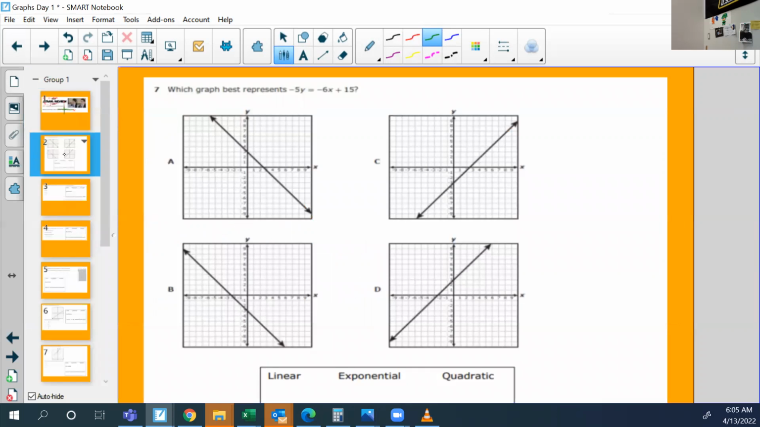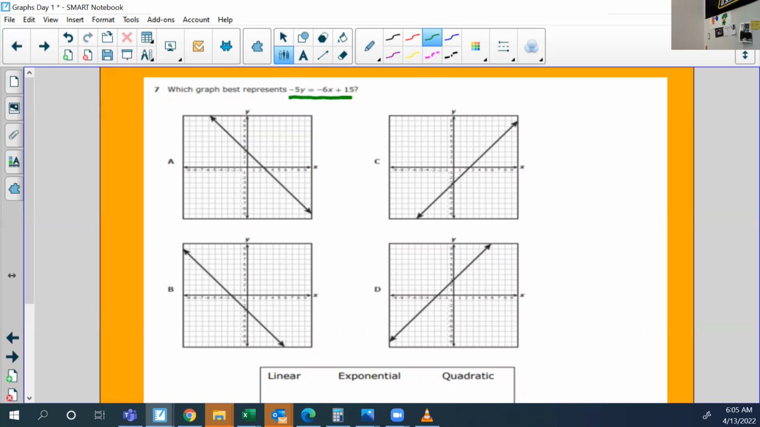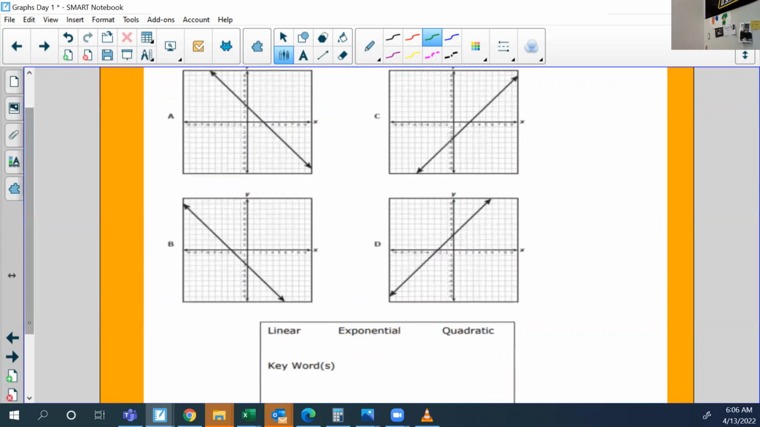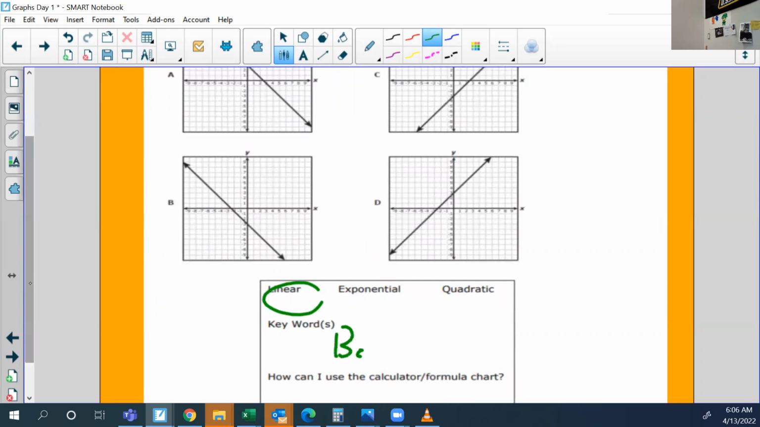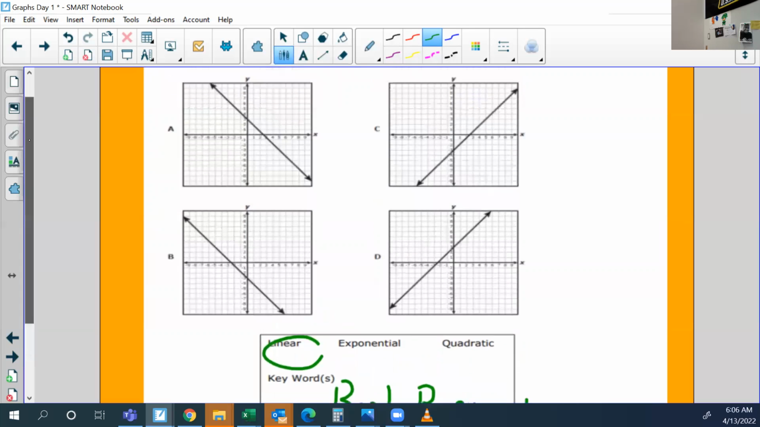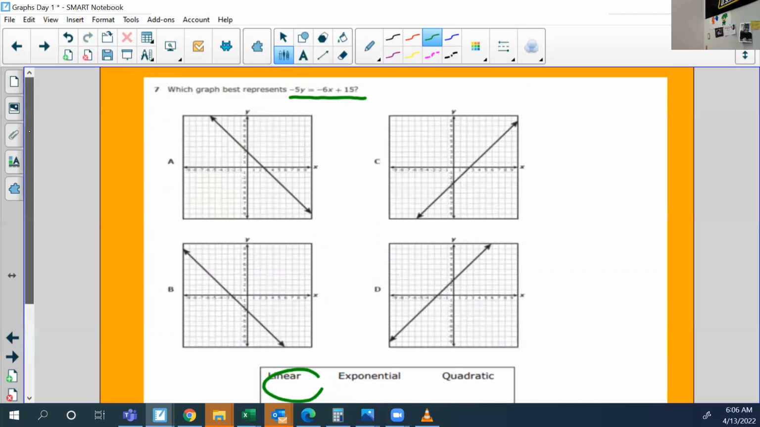Now, here you're given 4 graphs, and you're given the linear equation, and you want to know which equation best represents the graph. So here you look at it, it's a linear, right? And best represents is a keyword, which means represents. Okay. So it just means that it is equal to the equation.